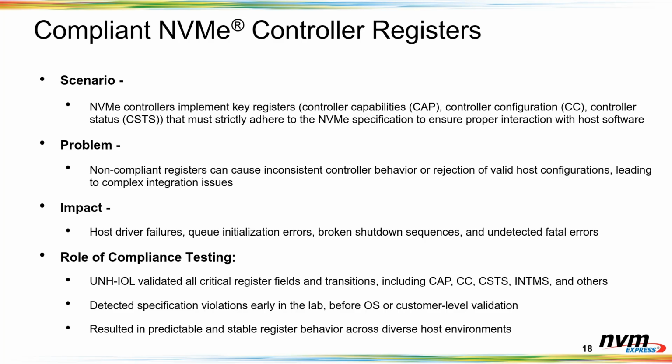So with the UNH-IOL tool, we were able to validate all the critical register fields and transitions, including the capabilities, controller configuration, the interrupts, the controller status, and others. We were able to detect the specification violations early, before OS or customer level validation. Due to which we had a predictable and stable register behavior across different hosts.